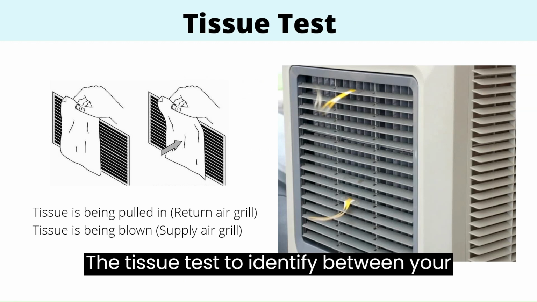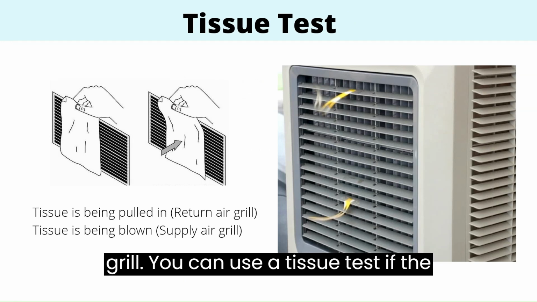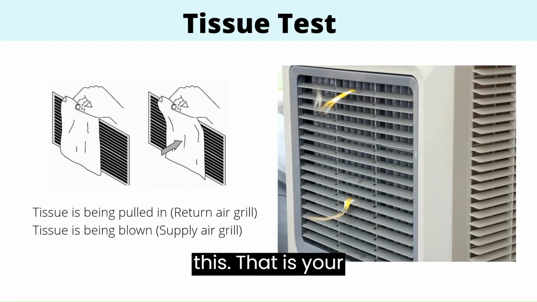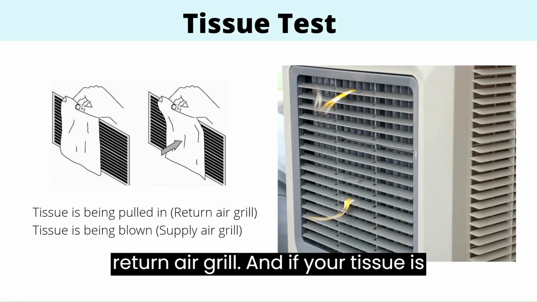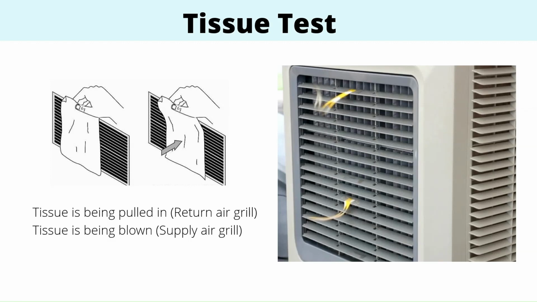The tissue test. To identify between your return air grill and your supply air grill, you can use a tissue test. If the tissue is being pulled in, right here, like this, that is your return air grill. And if your tissue is being blown out towards you, that is a supply air grill.